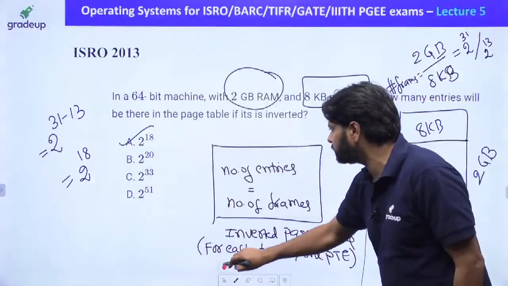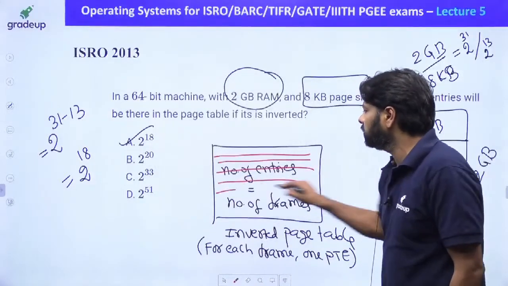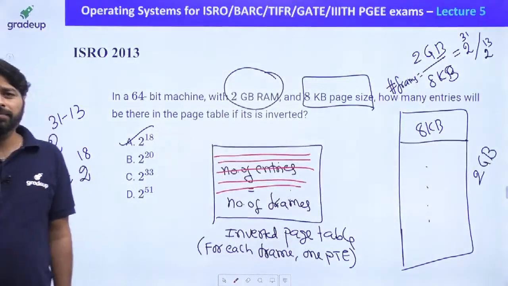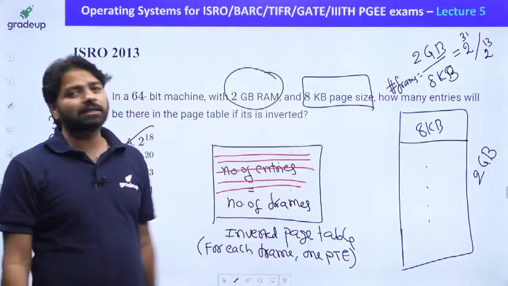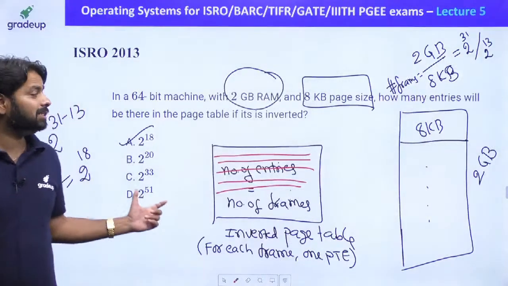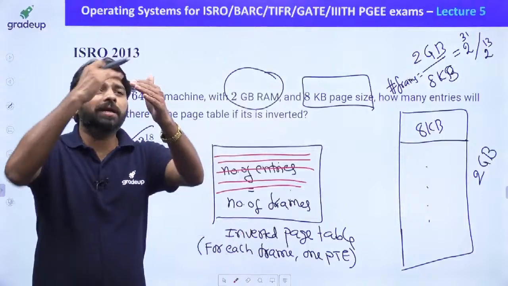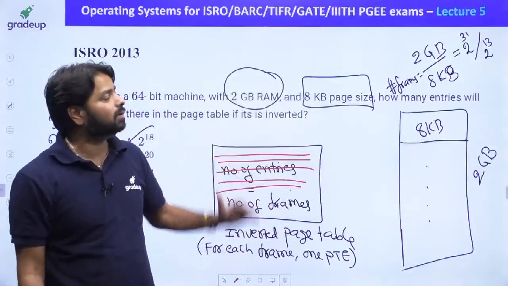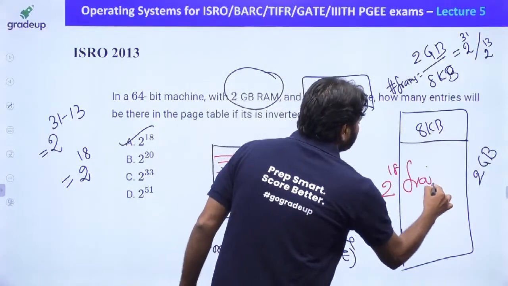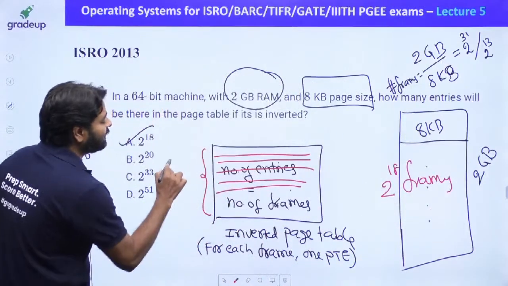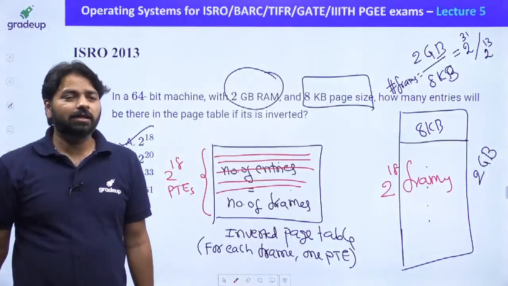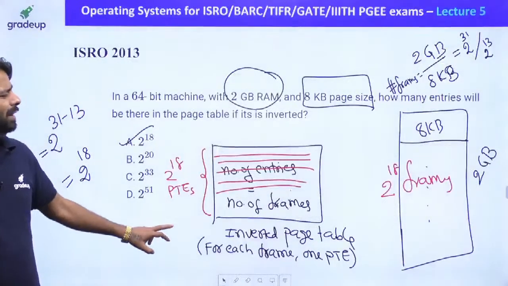I can write it like this: 1, 2, 3, like this. 2 power 18 frames are there, so 2 power 18 entries are there. Everybody, for each frame, you will have one entry in the page table. This is the inverted page table concept, guys. The inverted page table maintains the number of page table entries equal to the number of frames. If there are 2 power 18 frames, then definitely 2 power 18 entries will be there. Right?